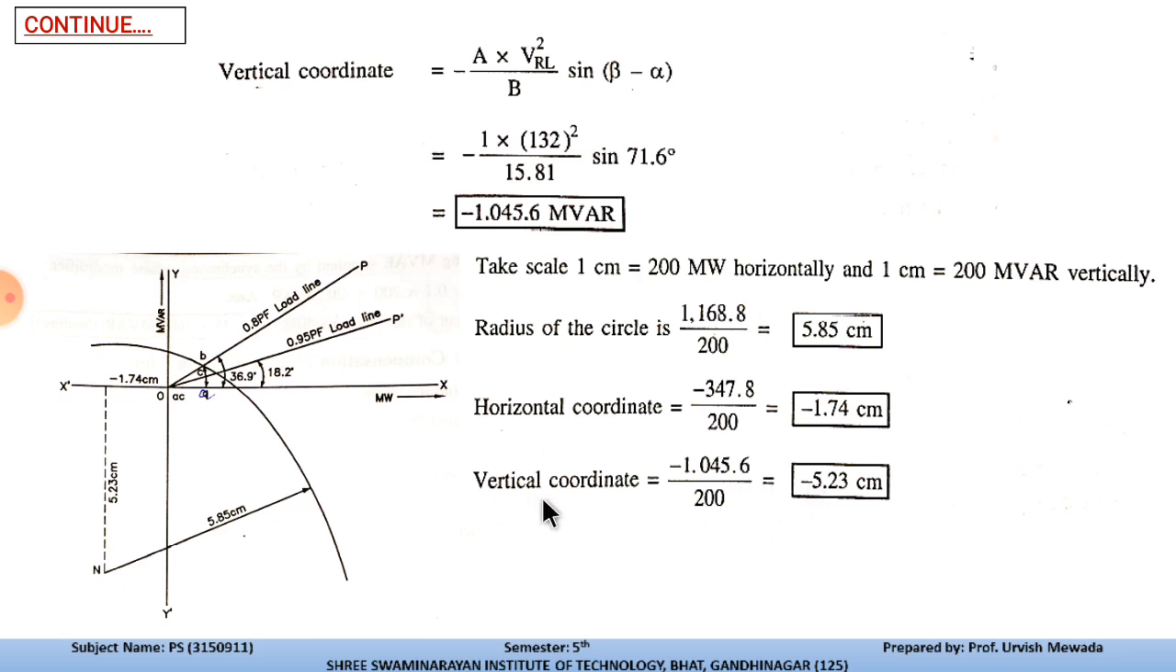And the vertical coordinate that we derived is 1045.6 divided by 200, so minus 5.23. So this is the minus 5.23. From which we are drawing this line, and at angle phi r we are drawing the OP line, and this is the modified power factor, that is using the phase modifier. So this is the 18.2 modified phase angle.